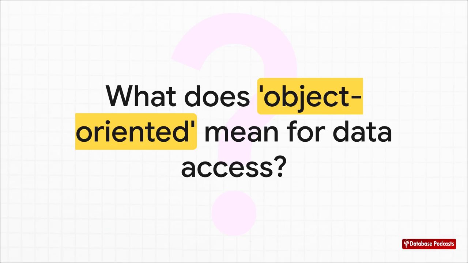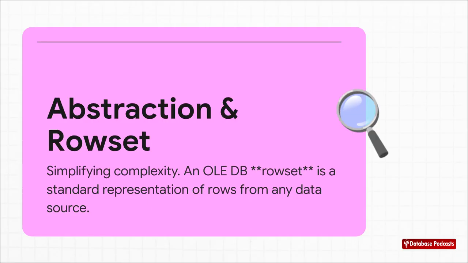And to really get what OLEDB is doing, we've got to talk about a few of those core ideas real quick. So first up is abstraction. This is just a fancy word for hiding the messy details. OLEDB does this with a really powerful idea called a row set. Just think of a row set as a universal container for data. It doesn't matter if that data came from a SQL table or an email inbox. To your app, it all looks like a simple, standard set of rows. A row set. That's abstraction in a nutshell.